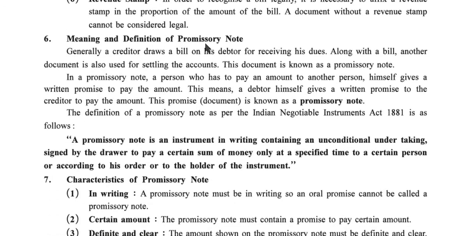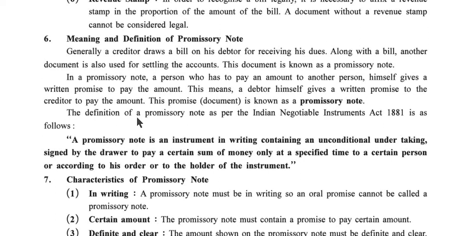Sixth, meaning and definition of promissory note. Generally, a creditor draws a bill on his debtor for receiving his dues. Along with a bill, another document is also used for settling the dues. This document is known as a promissory note. In a promissory note, a person who has to pay an amount to another person himself gives a written promise to pay the amount. This means a debtor himself gives a written promise to the creditor to pay the amount. This promise document is known as a promissory note.